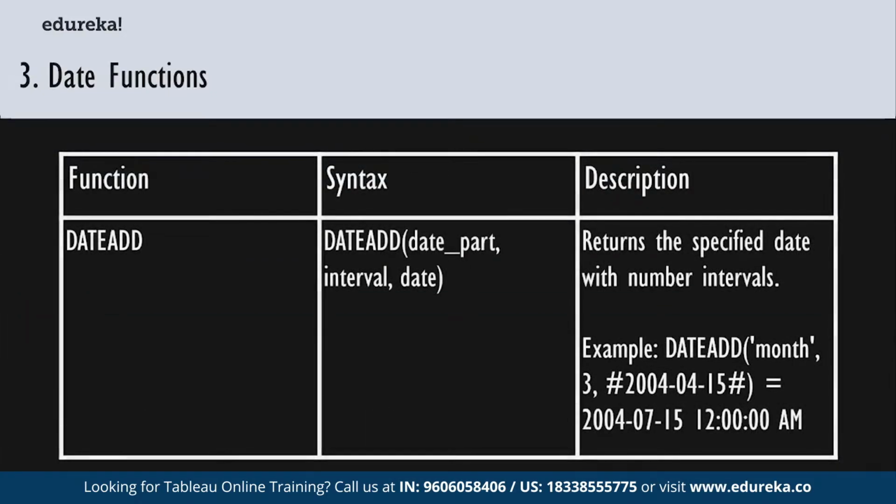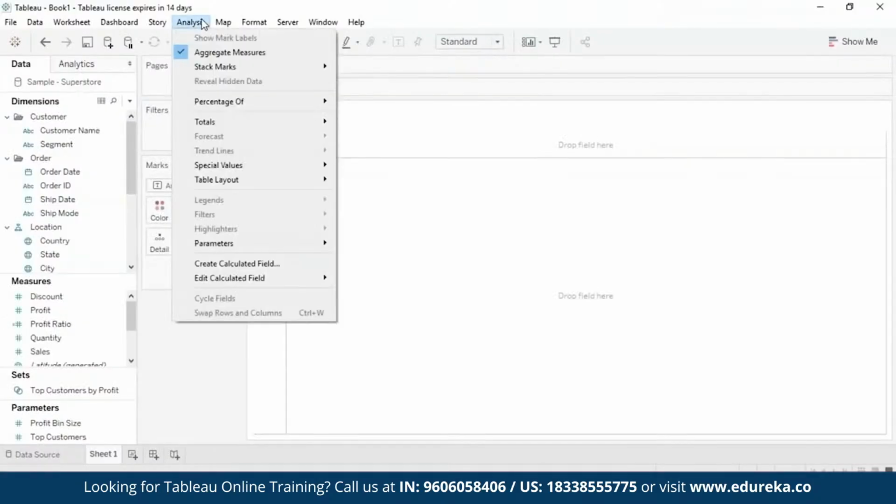We have the date add. Now, the date add returns a specified date with the specified number interval added to a specified date part of that date. For example, if I put in month as the date part, 3 as the interval, and a date as the date, this expression would add 3 months to the date 15th of April 2004. So let's try this.